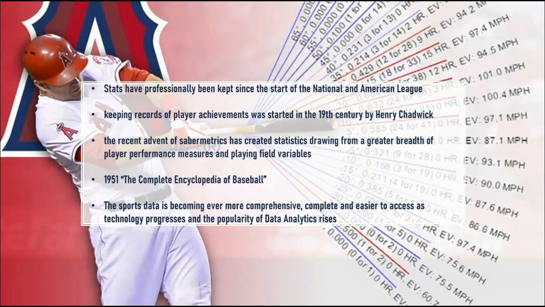In 1951, the Complete Encyclopedia of Baseball was released. The sports data is becoming ever more comprehensive, complete, and easier to access as technology progresses and the popularity of data analytics rises. Now on to my colleague, Frank.